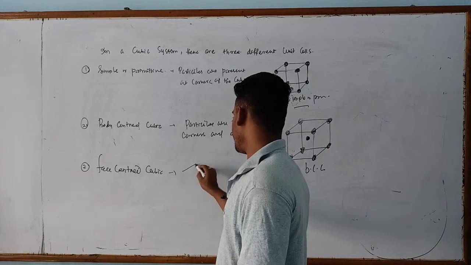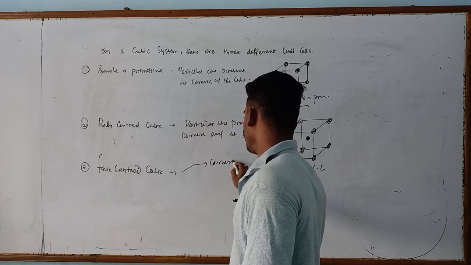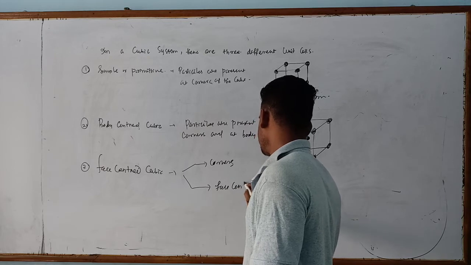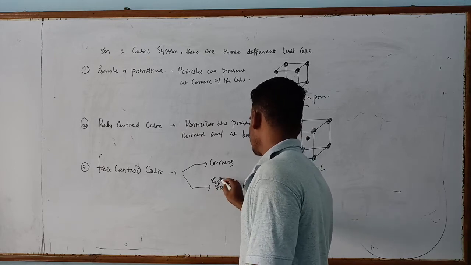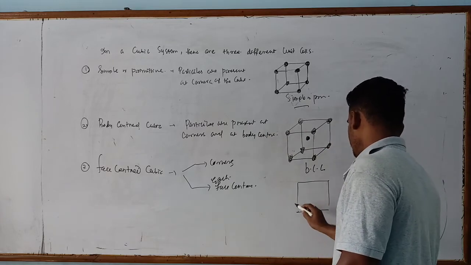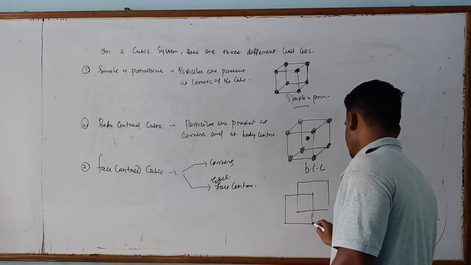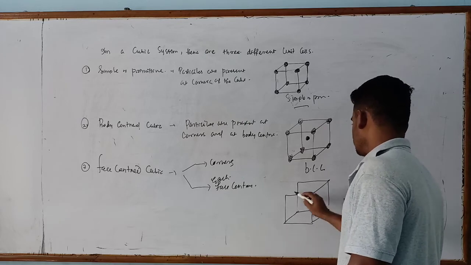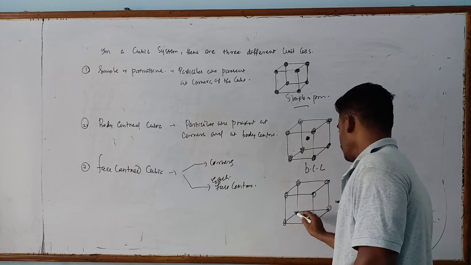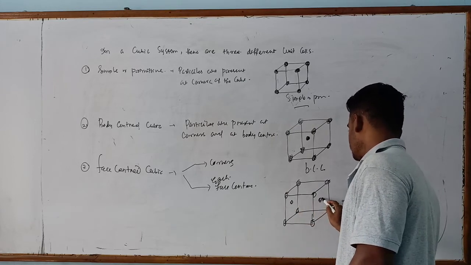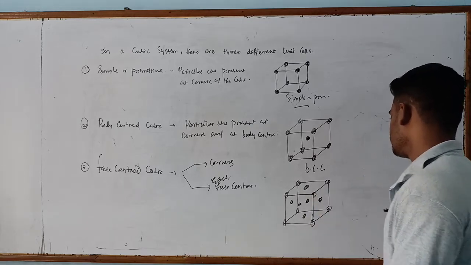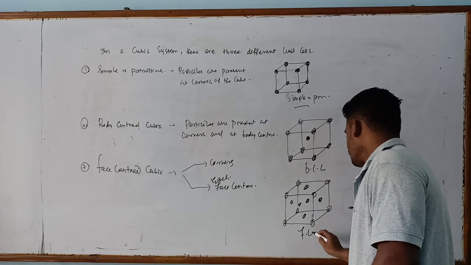Okay. Next, face centered cubic. Particles are present at corners including each face center. Okay. So here an FCC can be drawn like this. Particles are present at the corners as well as each face center. There are 6 faces. This is the structure of FCC.